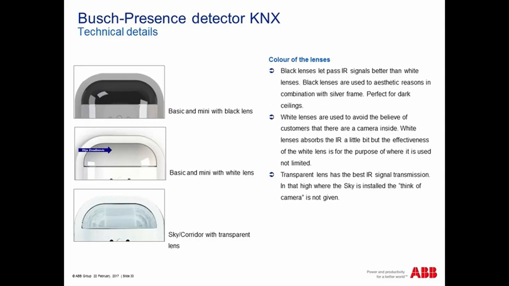But if you come from the engineering side and you say, okay, black is less sensitive than the milky one, this is not true. You have no reduction in absorption here. So both are very, very accurate. The transparent lens is, of course, the best lens. There is no absorption of IR signals. This you will only find on our sky and on our corridor.